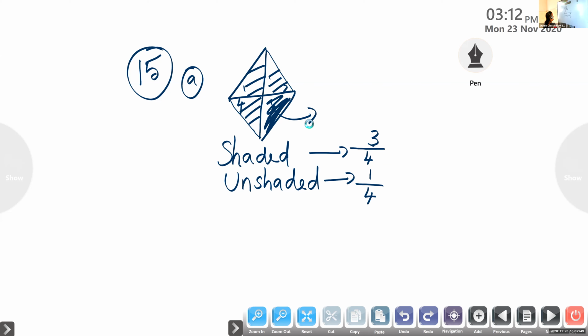Okay. Now all other questions you will do. B, C, D, E, F. I will ask one by one. What do you have to do? Shaded, unshaded. Fraction for shaded, fraction for unshaded.